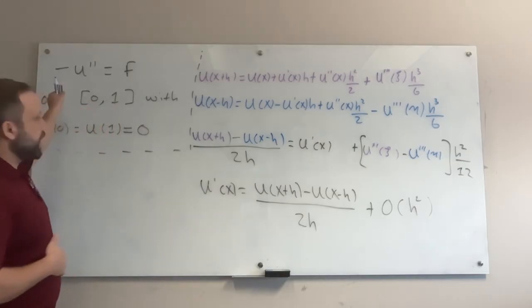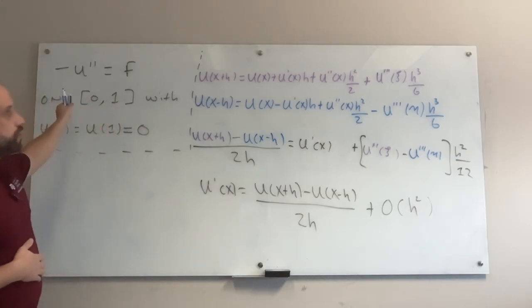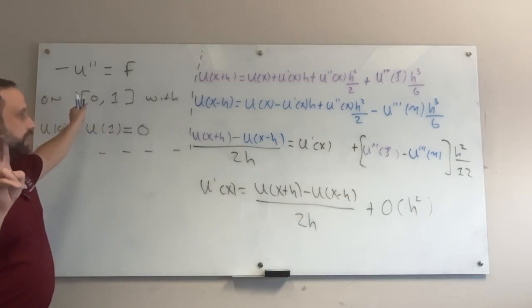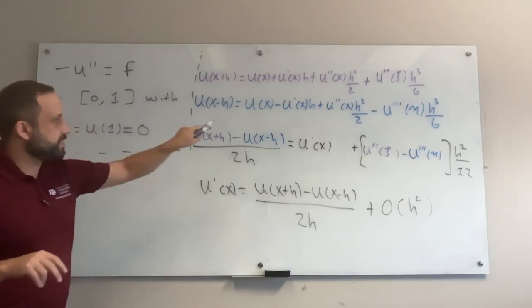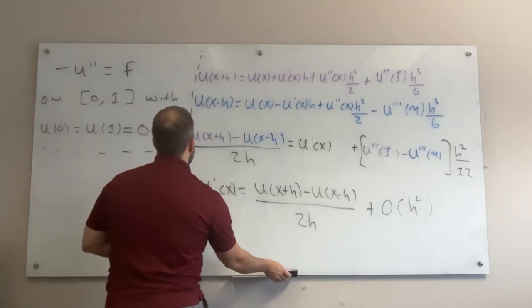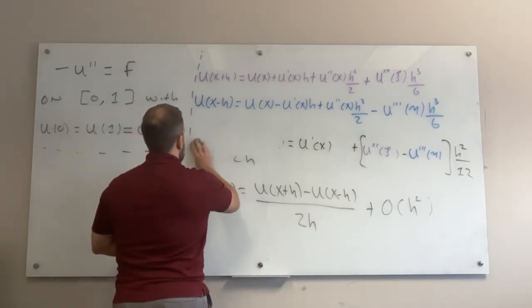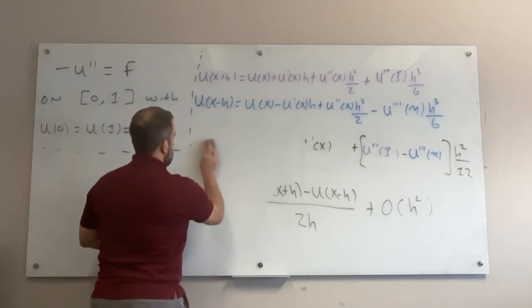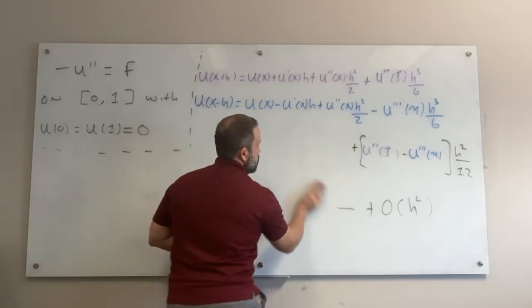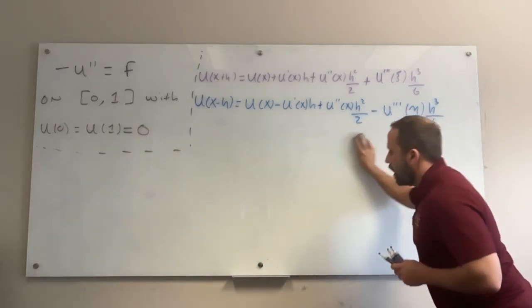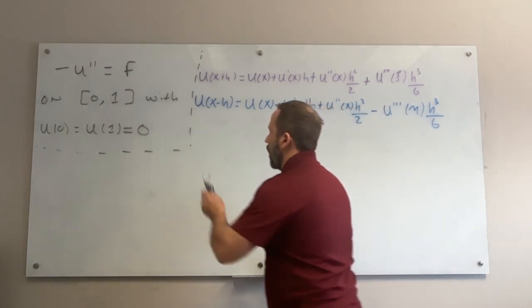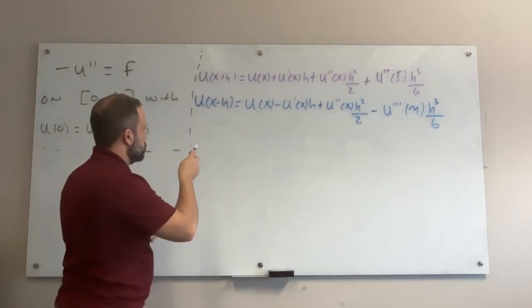But what about the second derivative? How can I do this with the second derivative? There are going to be two different ways I want to look at it here. The first is I want to use this approximation here. I first want to use the approximation to the first derivative.